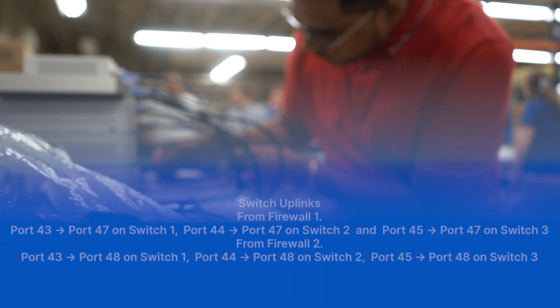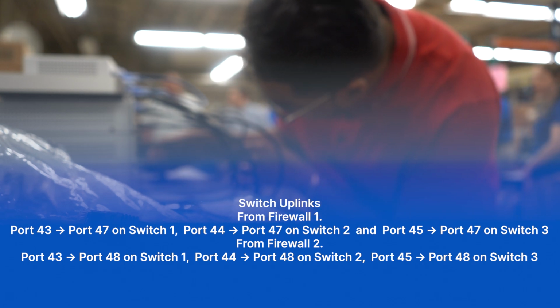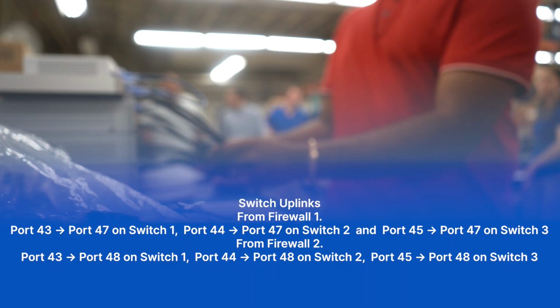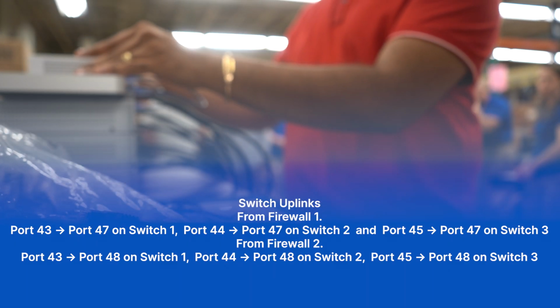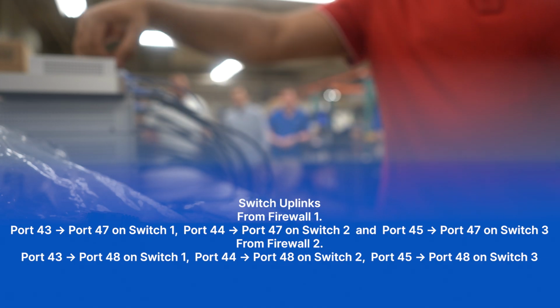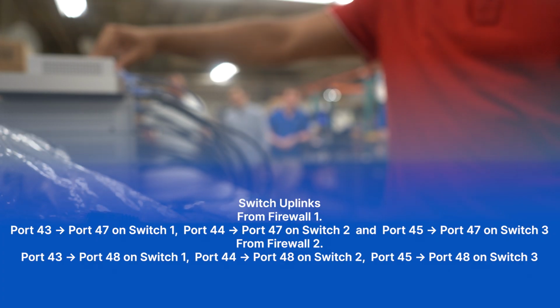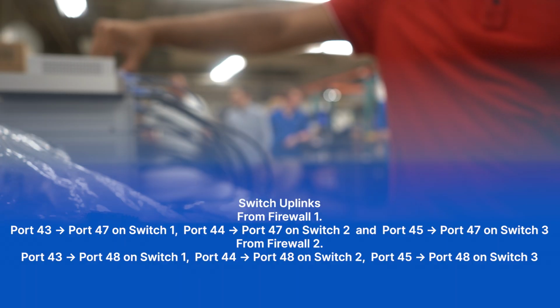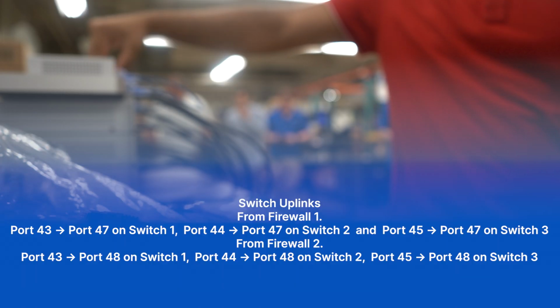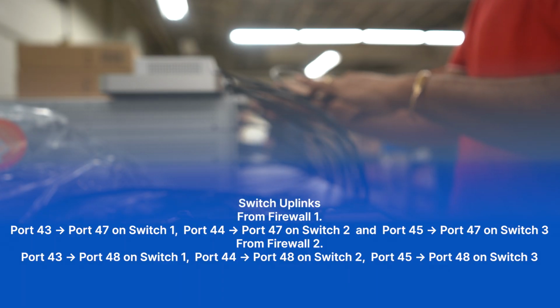Switch uplinks from firewall 1. Port 43 goes into port 47 on switch 1. Port 44 goes into port 47 on switch 2, and port 45 goes into port 47 on switch 3. From firewall 2, port 43 goes into port 48 on switch 1. Port 44 goes into port 48 on switch 2. Port 45 goes into port 48 on switch 3.